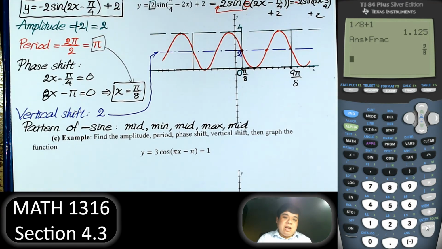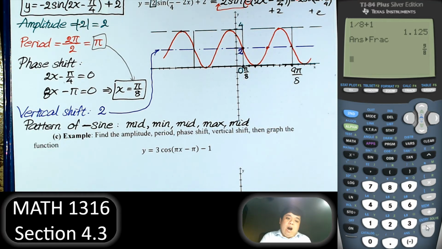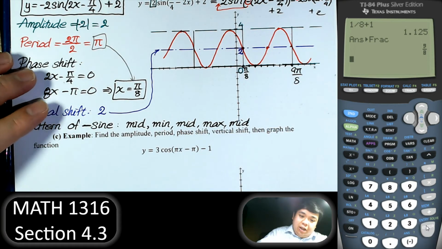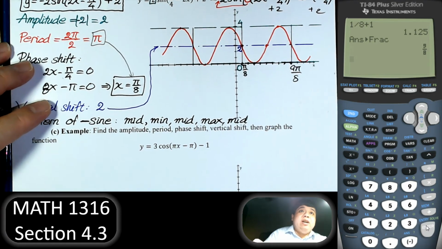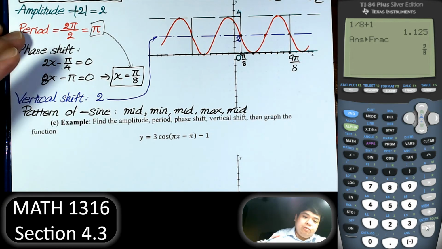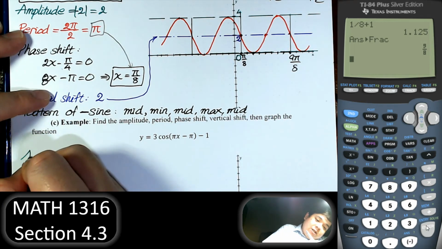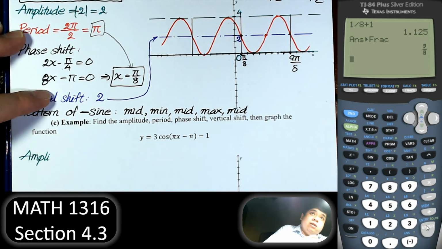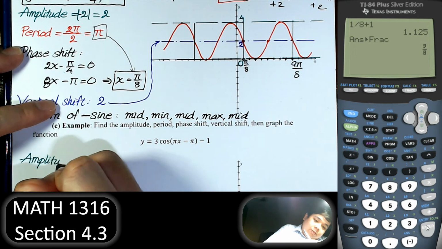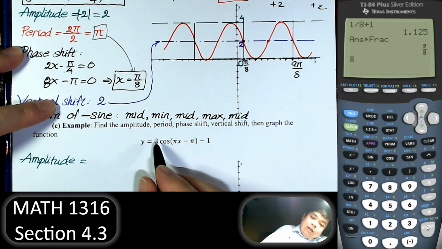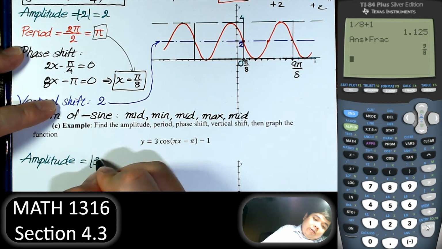Right, another example. This one. I'll find amplitude, period, phase shift, vertical shift, and then graph. Pretty much, this has everything in it, and we don't have to do much here, right? So, amplitude, that is 3, so the absolute value of that is still 3.